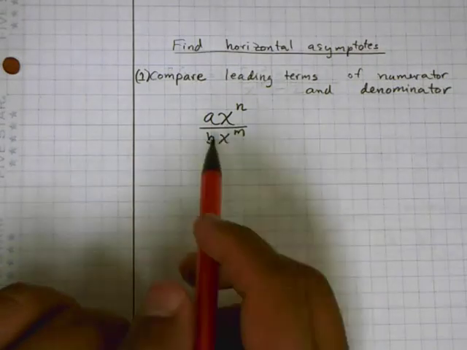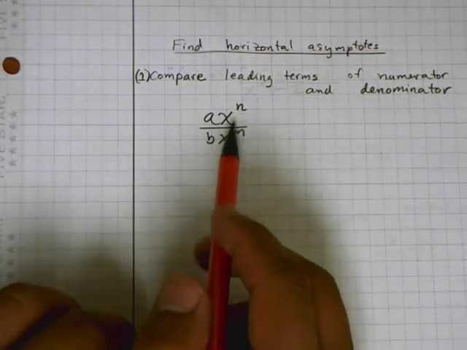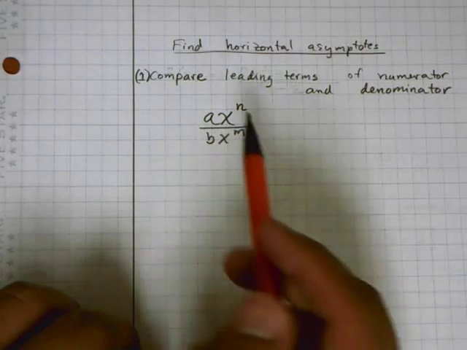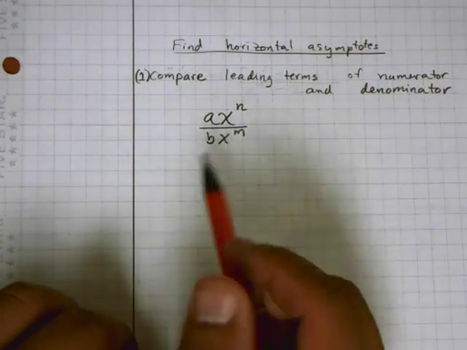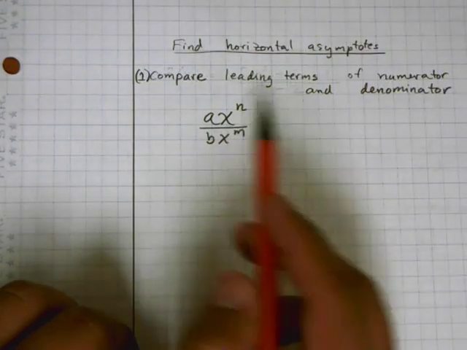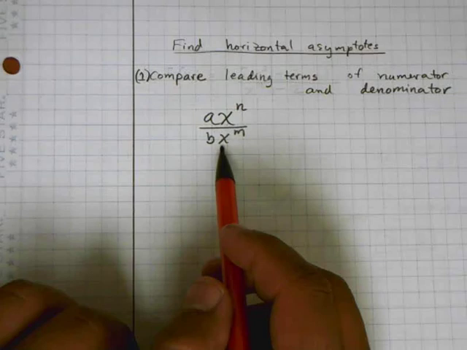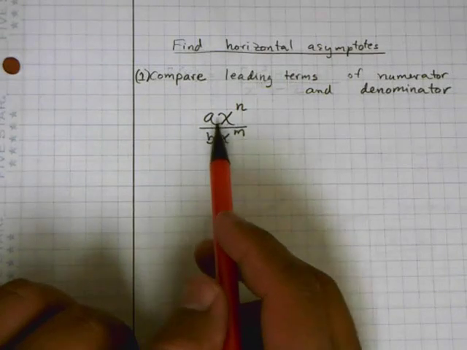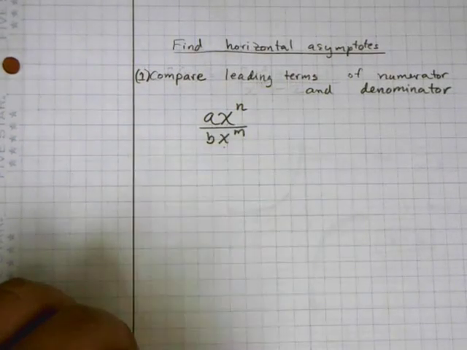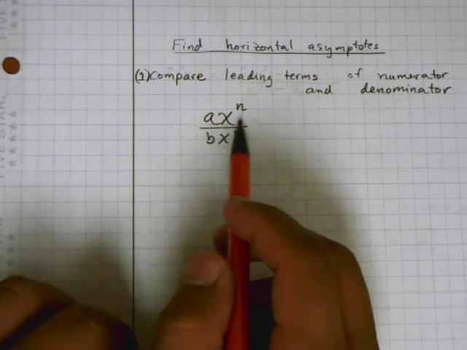Okay, so I take the term with the highest exponent on my numerator, and just to be general, we'll call this x to the n. We'll take the leading term of the highest power on the denominator, x to the m, and a and b are their coefficients. Okay? And I'm going to compare just the leading terms.